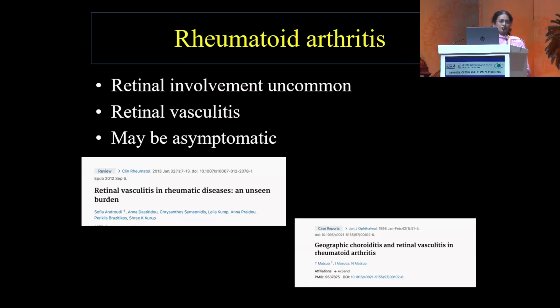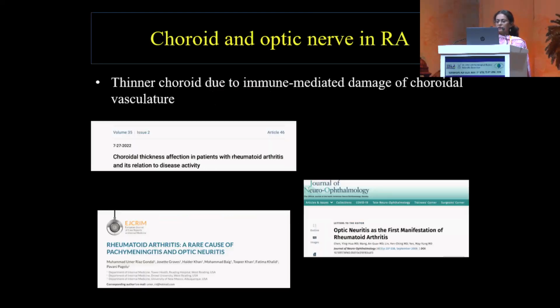There is another report of geographic choroiditis along with retinal vasculitis in rheumatoid arthritis. There is a comparison of the choroidal thickness in these patients as compared to healthy controls, where they found a thinner choroid because of immune-mediated damage of the choroidal vasculature. Again, there are some anecdotal reports of optic neuritis with or without pachymeningitis in rheumatoid arthritis.